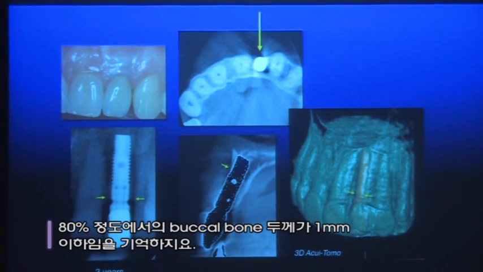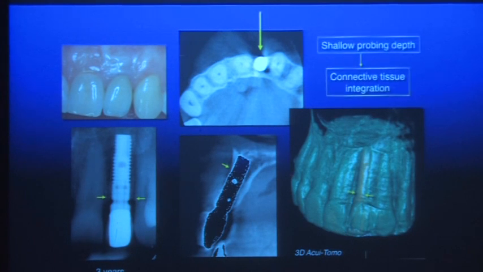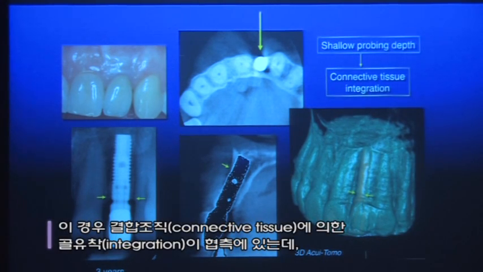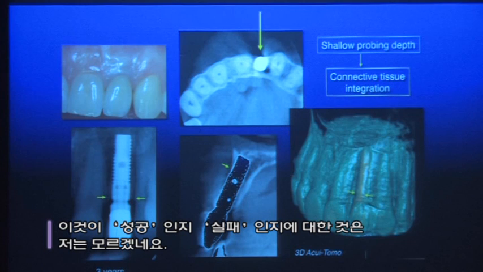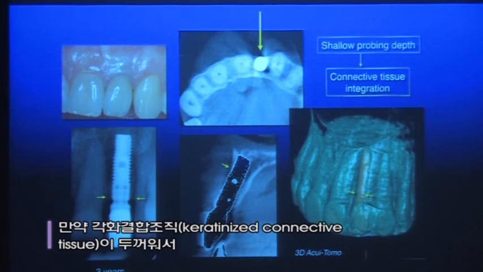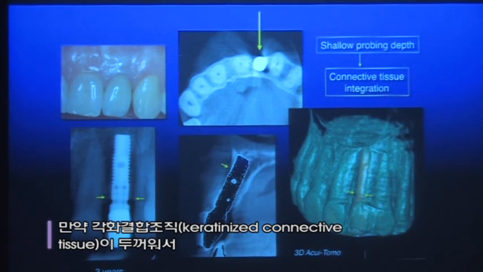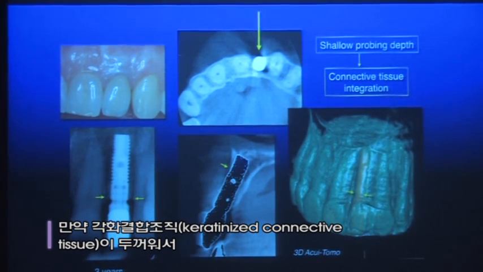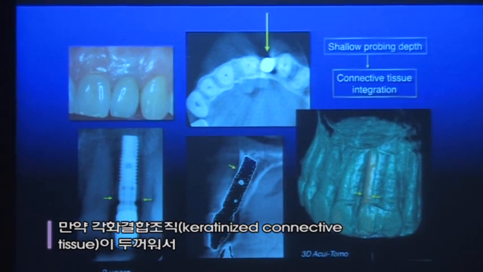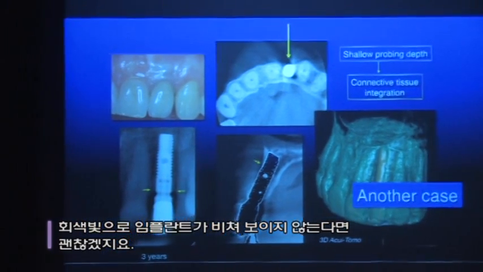How thick is the buccal bone in 80% of all cases? Well, less than 1 millimeter. Shallow probing depth, connective tissue integration. Is this a success or is it a failure? I don't know. Maybe it is a success. As long as the patient has a good keratinized mucosa, the patient cannot see the buccal surface of the gray implant, so that may be fine.